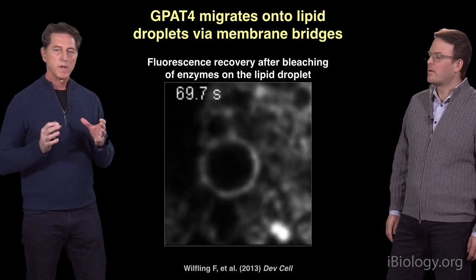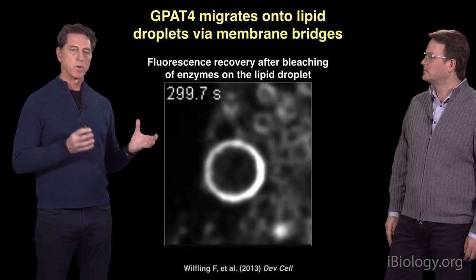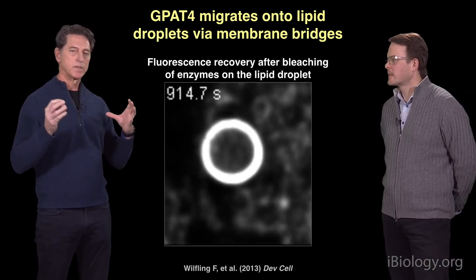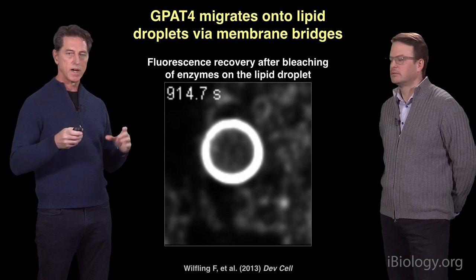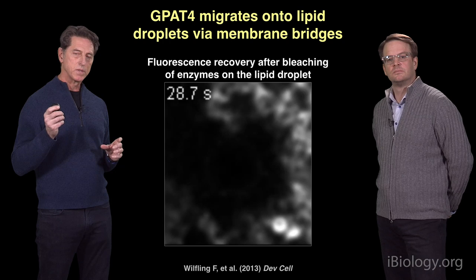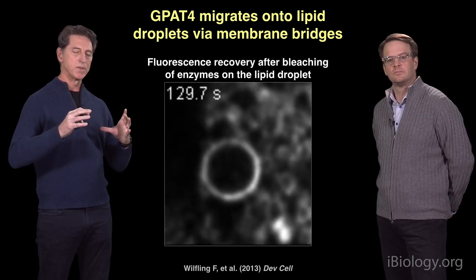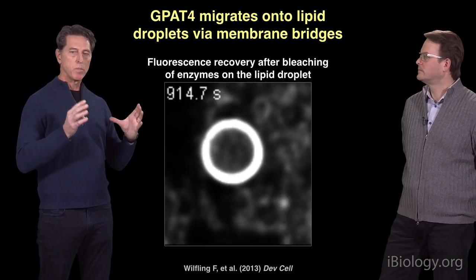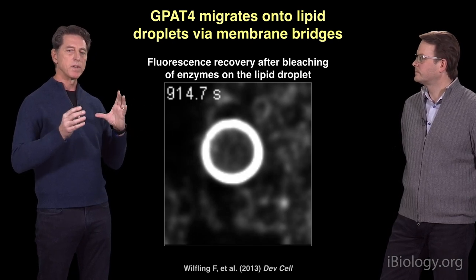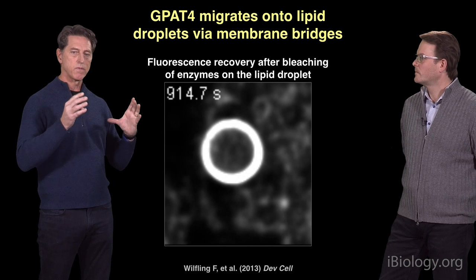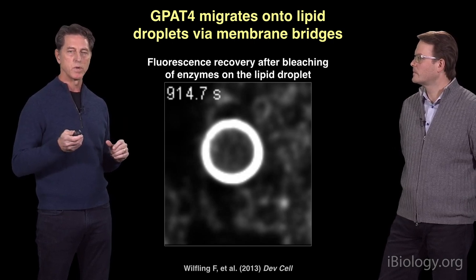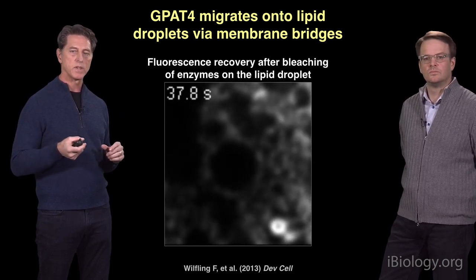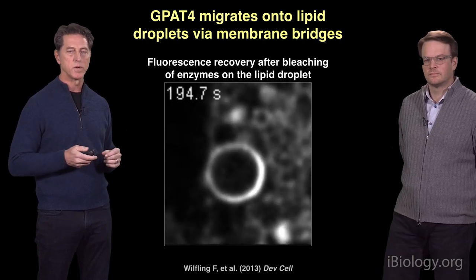Now, in this experiment, we're looking at GPAT4 in a so-called FRAP experiment, or fluorescence recovery after photobleaching. And what you can see is a lipid droplet that has a GPAT4 enzyme that's concentrated at its surface. And if I run the movie again, what you'll see is bleaching of the signal at the droplet surface. And then you'll see in very rapid order, within a matter of seconds, GPAT4 repopulates the lipid droplet surface, indicating that there's a very fast on-off rate kinetics for this protein to transfer onto the lipid droplet surfaces. So here's the bleaching, and then you see within seconds, GPAT4 is again concentrated on the lipid droplet surface.